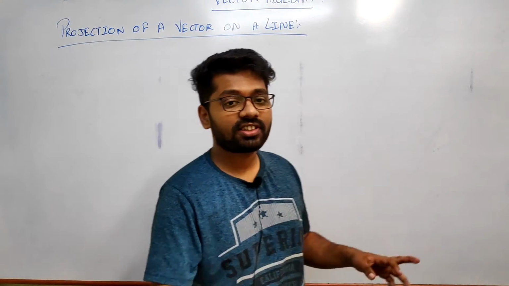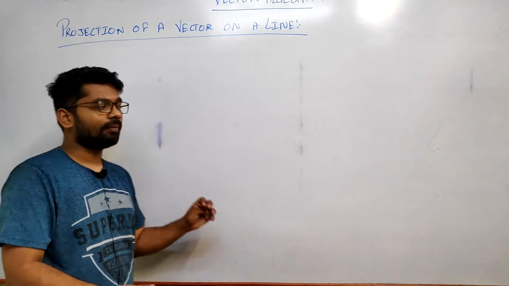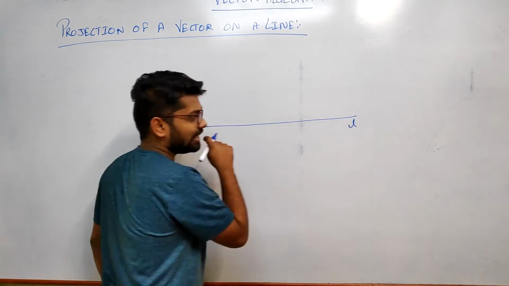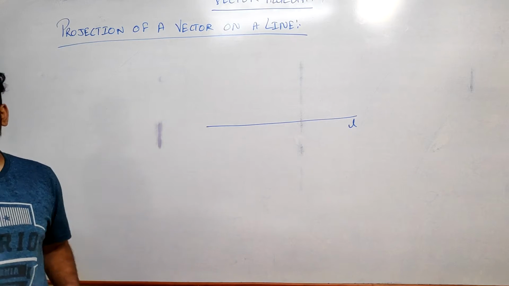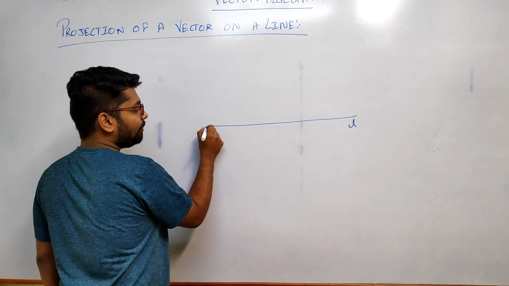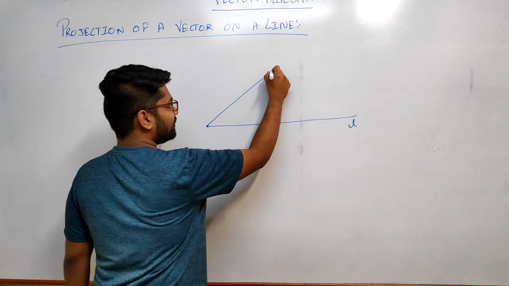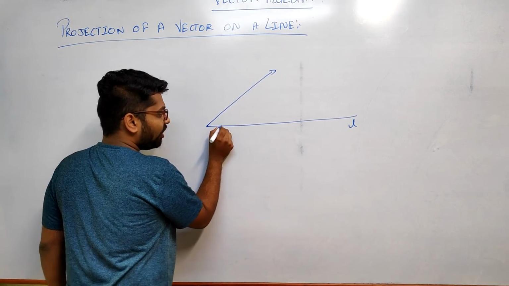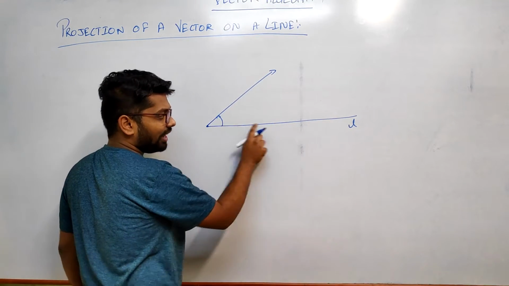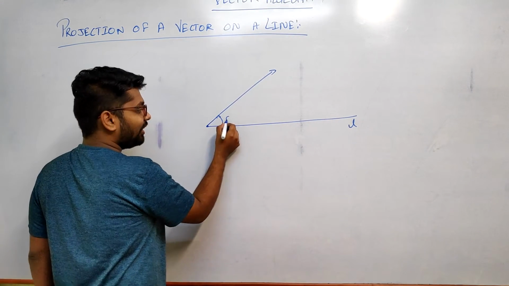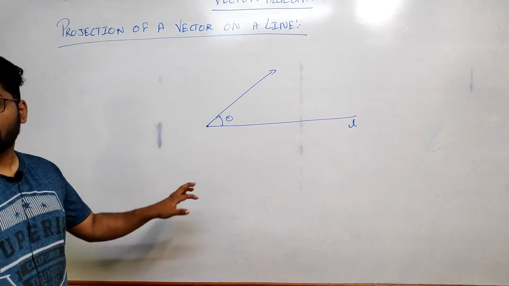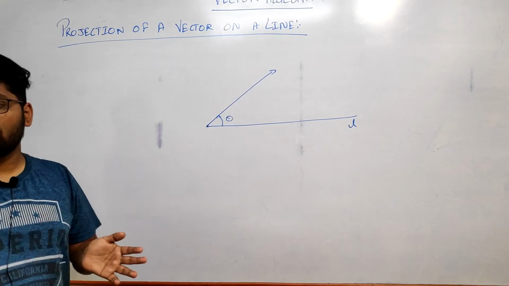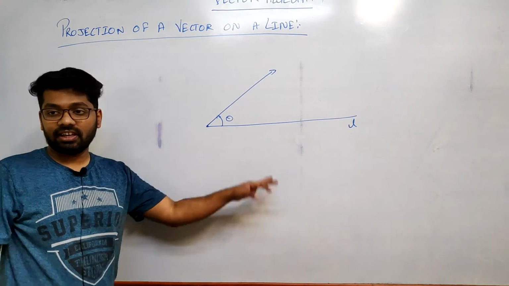Now let us see projection of a vector on a line. Okay, so projection का मतलब क्या होता है? Suppose I will consider a line which I will name as L. This is an infinite line. Now from the beginning point I will draw a vector, suppose it is any vector, then with the anti-clockwise direction of this line we will make an angle theta. Anti-clockwise, I am speaking about anti-clockwise.